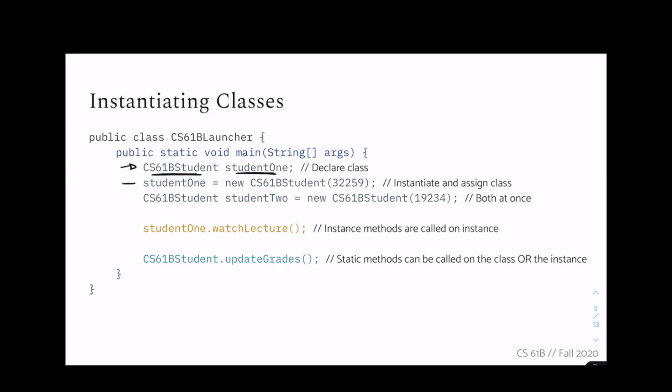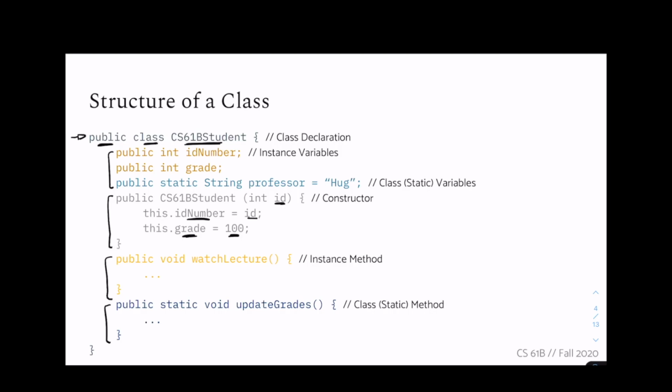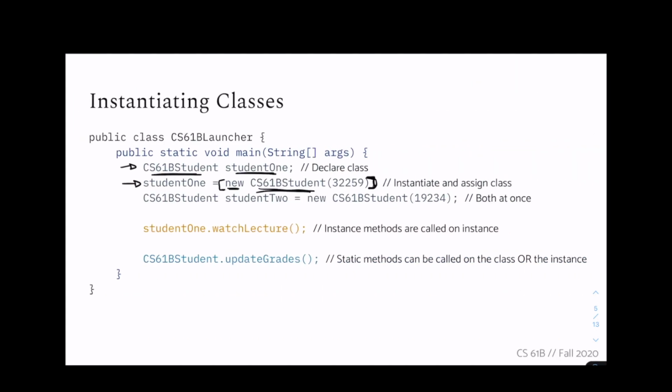The next line here is doing 2 things. Firstly, it's instantiating the class, which it's doing right here. The new keyword tells your computer to look for the constructor of the class. 61B student is the name of the class, and if you recall from earlier, our constructor had a parameter that was ID. So this is the ID number of our new student.